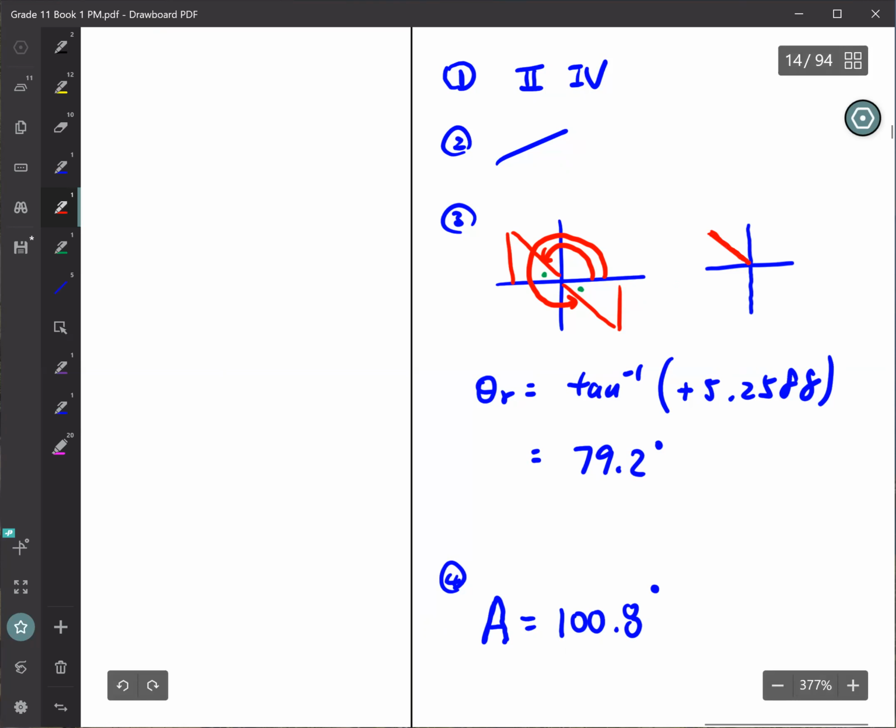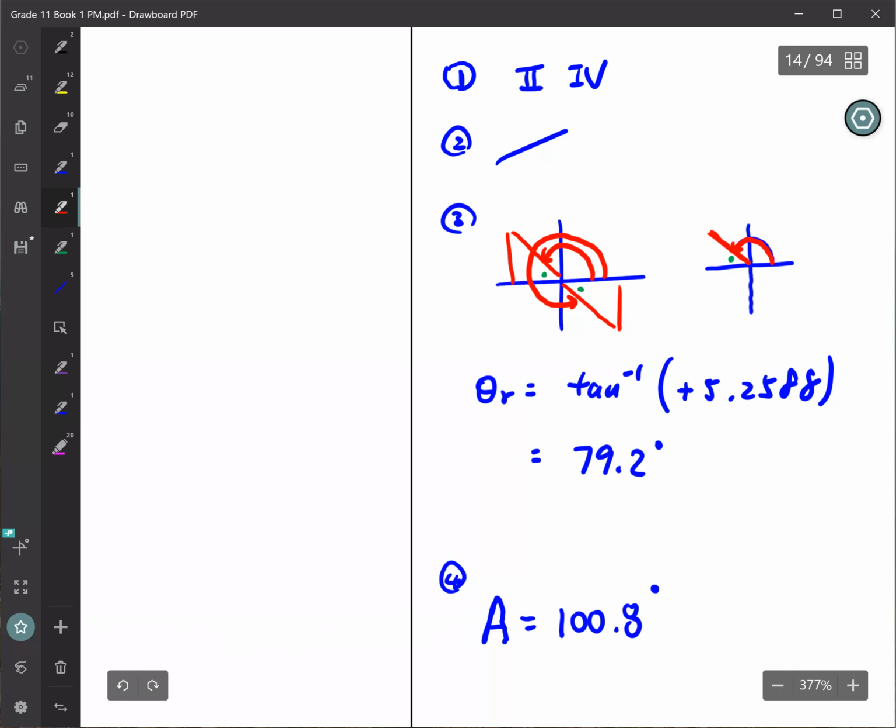Yeah, do you see it now? Right. The 79.2 is the green dot. Okay, that's the reference angle. So we want to get the first one. That means it turns to the second quadrant. How do we find that one? 180 minus 79.2. Yes, okay, and that will give you 100.8.